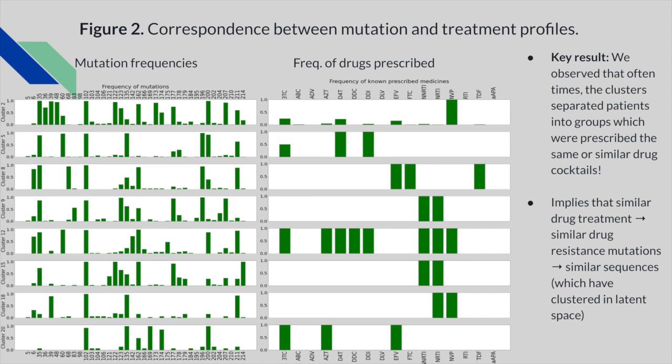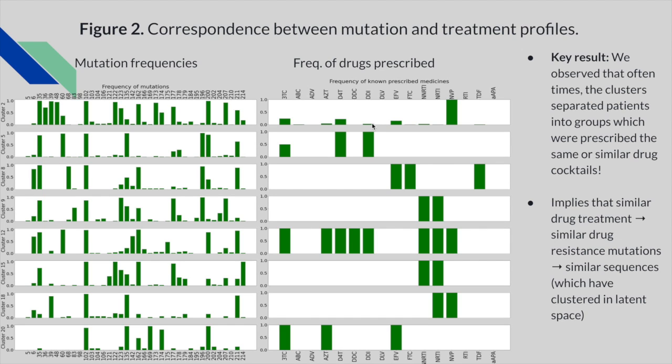We hypothesized that some of the clusters could identify distinct selections or distinct adaptive solutions to selections. Here we show the correspondence between mutation and treatment profiles. Each row represents a UMAP-derived cluster of HIV-1 RT sequences. Shown are the frequency of mutations by position on the left and the frequency of prescribed drugs in the treatment regimen for each patient on the right.